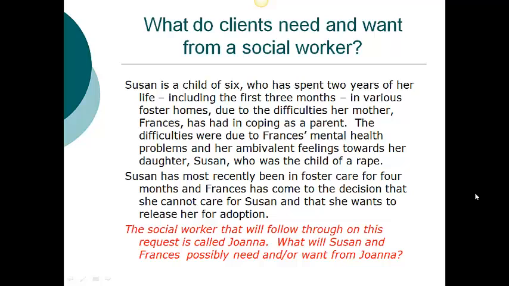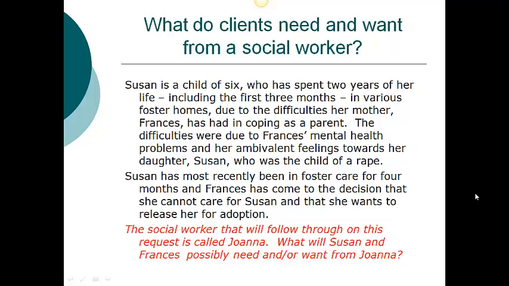So let's start with the case. I do this because it is a good place to start when we think of the values, knowledge, and skills we need for helping. And it should be all about helping the client have good outcomes. In order to have good outcomes, we need to know what inputs or interventions provide the desired outcomes. So what do clients need and want from a social worker?